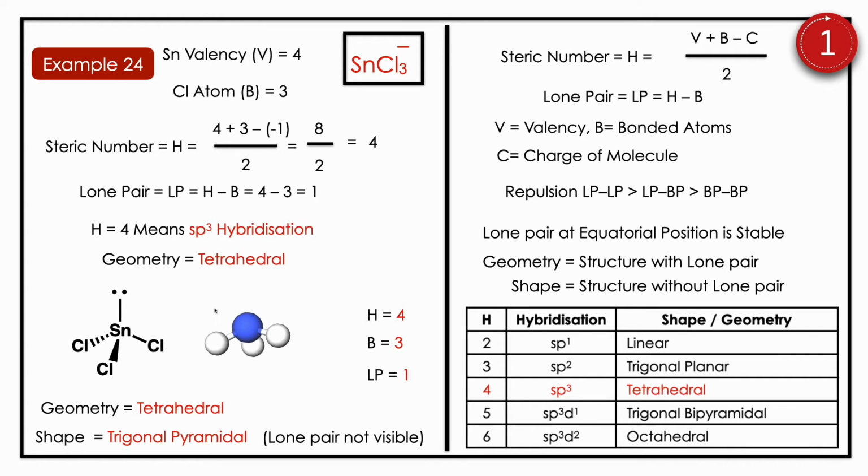H4 means sp3 hybridization. Geometry is tetrahedral, but you have one lone pair in the system. Lone pair can occupy anywhere since the system is symmetrical. So structure will look like trigonal pyramidal. Chlorine atoms occupy the corner. Tin goes out of the plane, occupying the top of the pyramid. Lone pair is not visible. So the shape of SnCl3 minus is trigonal pyramidal.